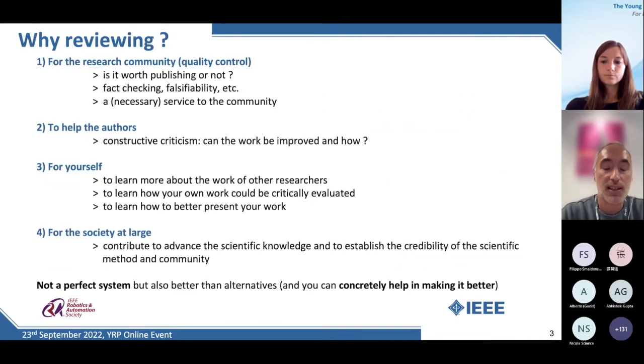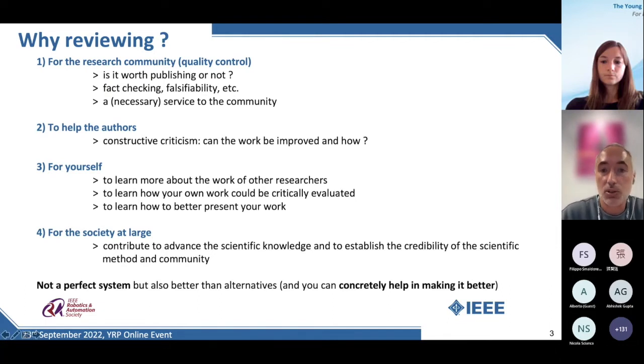So I just go back to one slide from Marta. Why reviewing? She already explained it very well. First of all, it is a necessary service to the community. Without reviewing, we cannot do science because it's quality control: is a paper good or not? It is about fact checking, falsifiability, and so forth. It is a service that we have to do as a community for advancing science.